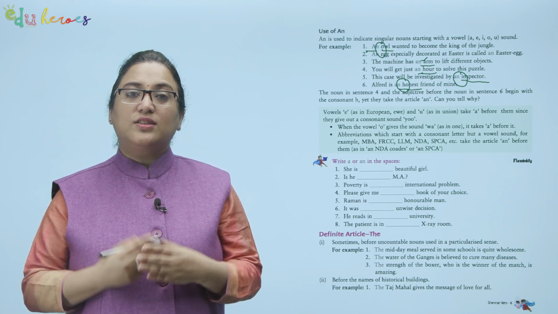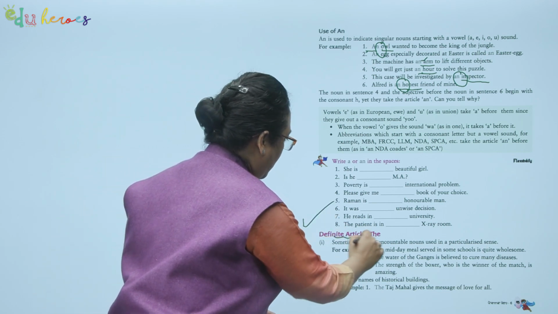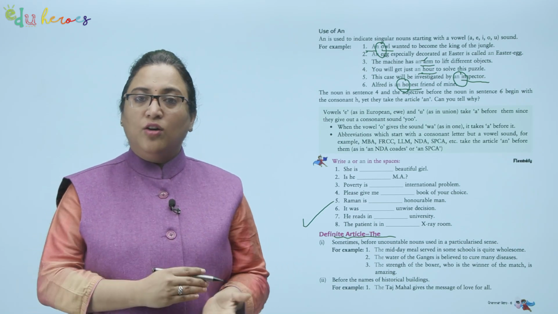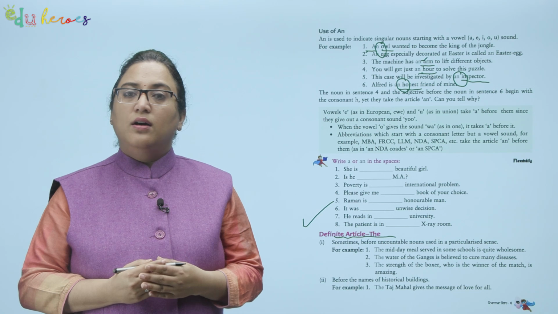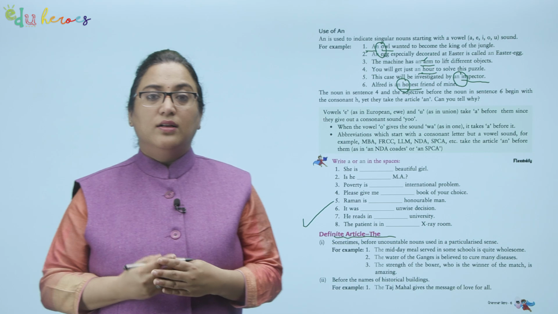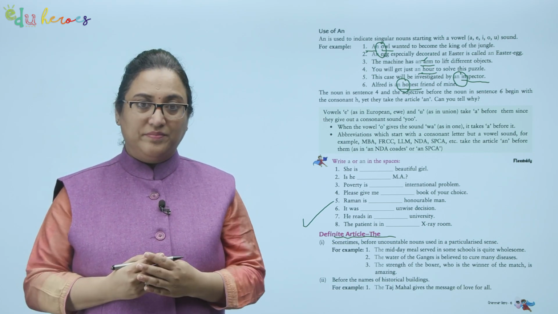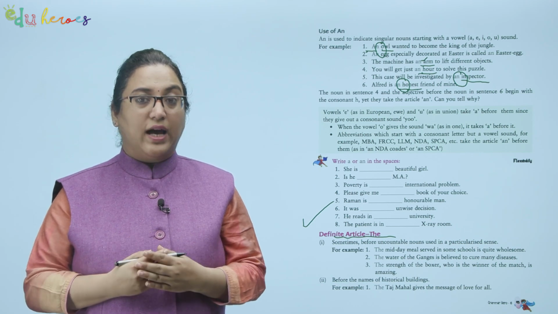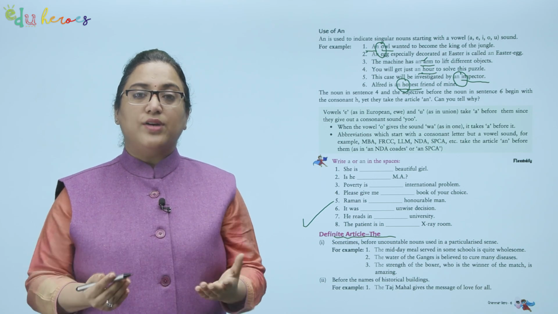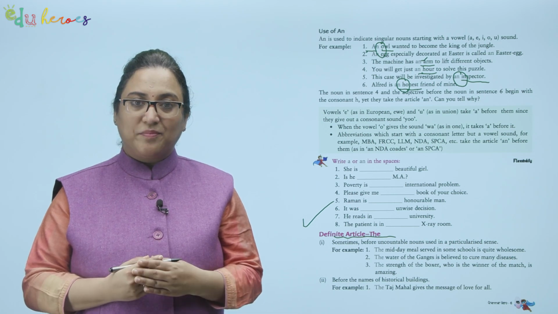Now we move on to the definite article, that is the. Only the. Now sometimes the is used before uncountable nouns used in a particularized sense. This is the usage of the. For example, the midday meal served in some schools is quite wholesome. The water of the Ganges is believed to cure many diseases. The strength of the boxer who is the winner of the match is amazing.